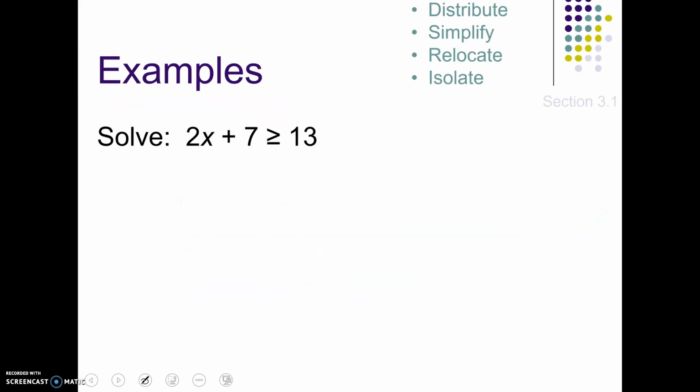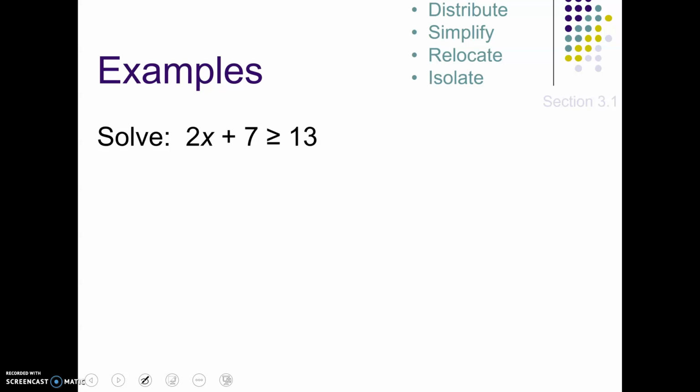So here's an example of an inequality. 2x + 7 ≥ 13. This statement is not saying that the left and the right side are the same as each other. It's saying that 2x + 7 is either going to be equal to 13 or it's going to be greater than 13. We're going to go through the same process as normal. We're going to distribute, simplify, relocate, and isolate.